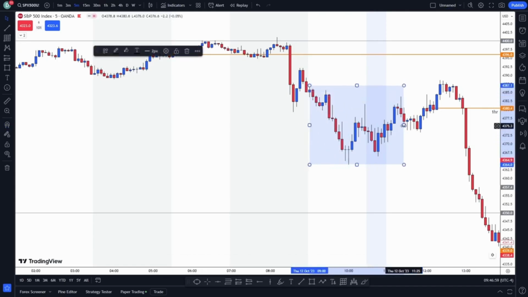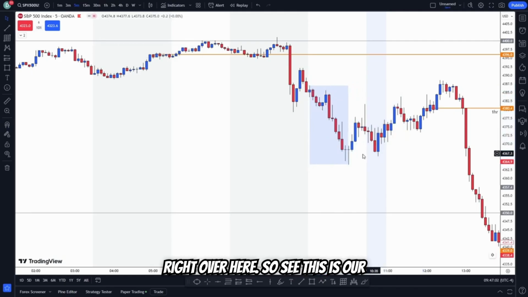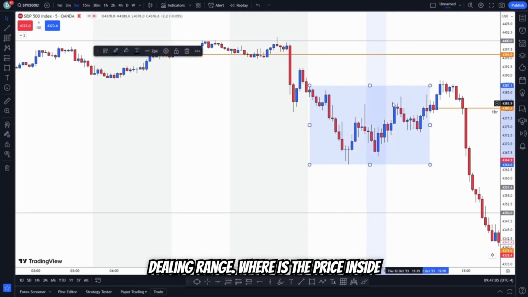This is the high, and this is the low, right over here. So see, this is our dealing range. Where's the price? Inside the dealing range. So what does it mean? No trading on that day.